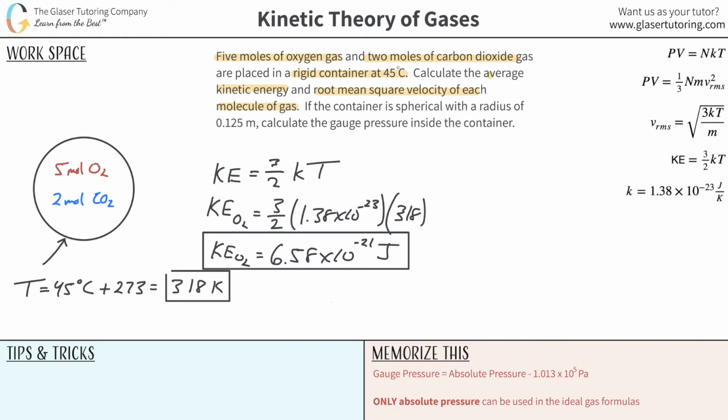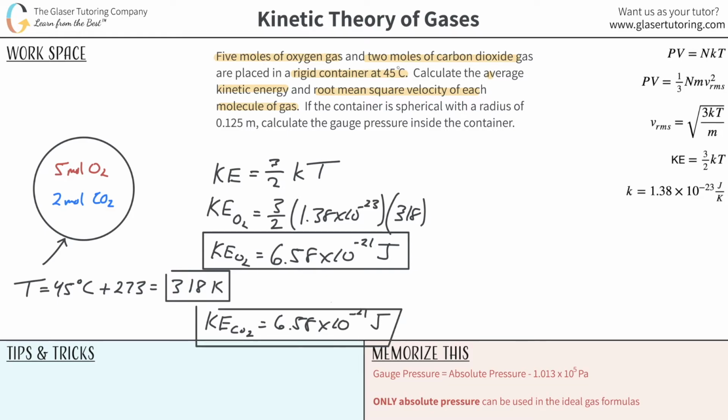So that's the kinetic energy of a single oxygen molecule. Now, we would do the same approach for carbon dioxide, but we know already that carbon dioxide's temperature is going to be the same thing. So I'm not going to waste the time, we'll just write it out. So kinetic energy of CO2 is going to be equal to 6.58 times 10 to the minus 21 joules.